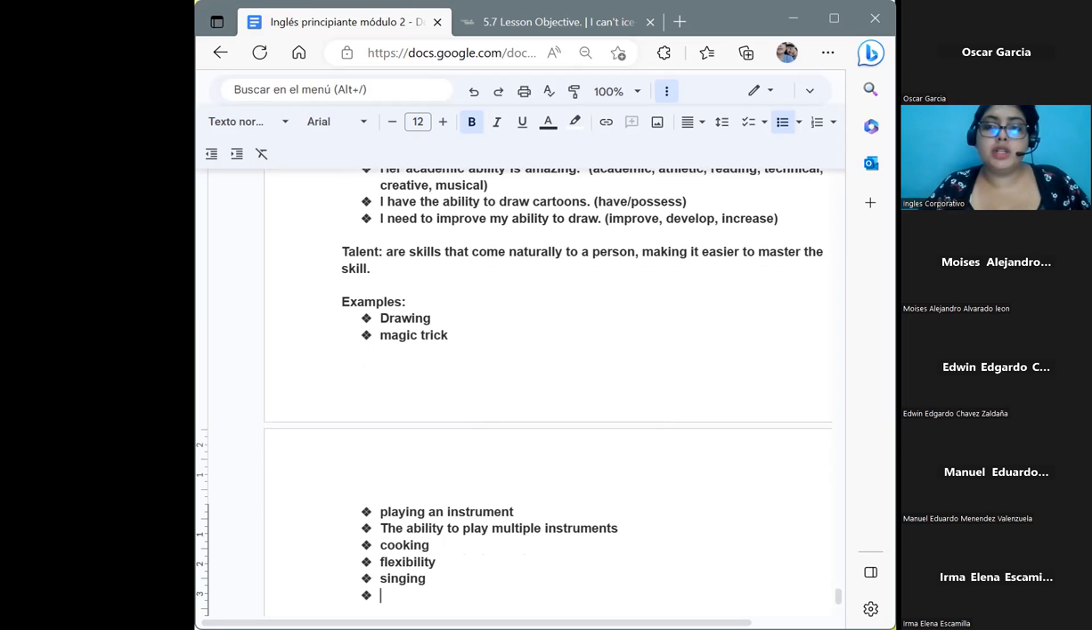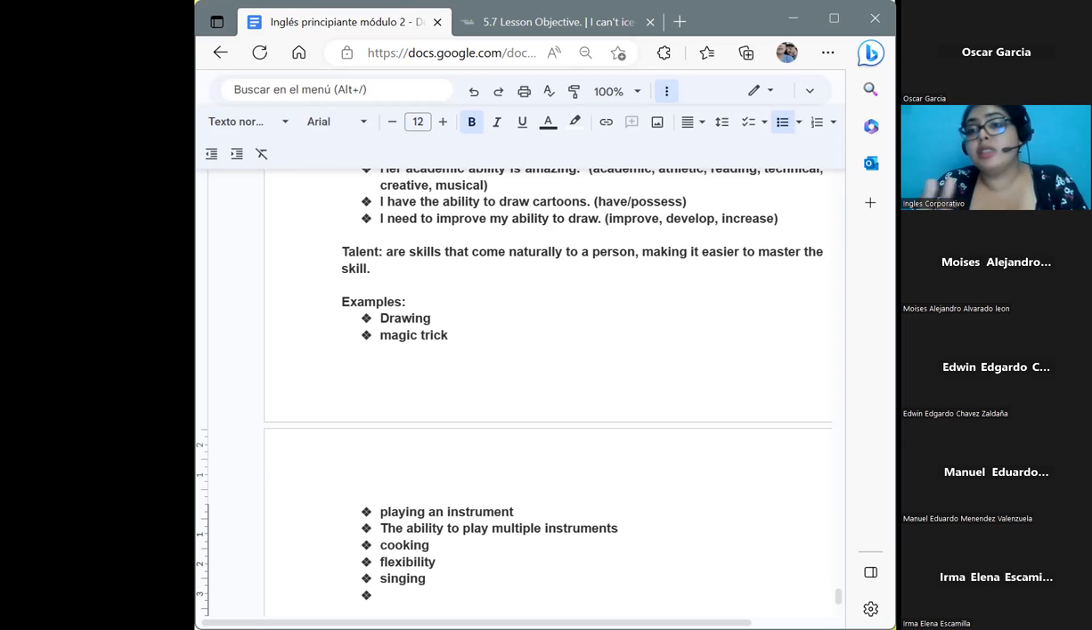Okay, in this case, when we're talking about talent, we have some things related to this list. Aquí tenemos una lista de cosas que son consideradas como talentos, que vienen de manera nata con las personas. El primero es drawing, que es el proceso de dibujar, ¿verdad? Hay personas que desde siempre tienen ese talento para hacer los dibujos y que con el tiempo solo van mejorando ese talento. Luego tenemos number two, magic trick, que también es considerado un talento del hacer trucos de magia.